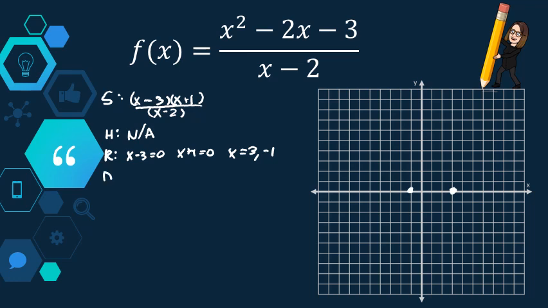Let's talk about vertical asymptotes. When is my graph undefined? Well, let's take a look. When is my denominator factor equal to 0? When x equals 2. So I need my vertical asymptote at x equals 2. So I'm going to graph as we go through the process.